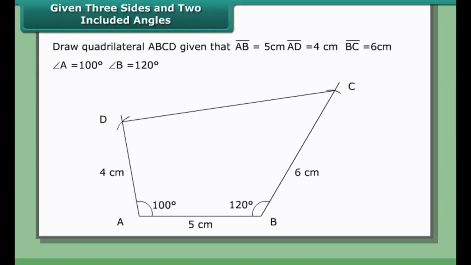Given three sides and the two included angles. Draw quadrilateral ABCD. Given that AB is 5 cm, AD is 4 cm, BC is 6 cm, angle A is 100 degrees, angle B is 120 degrees.